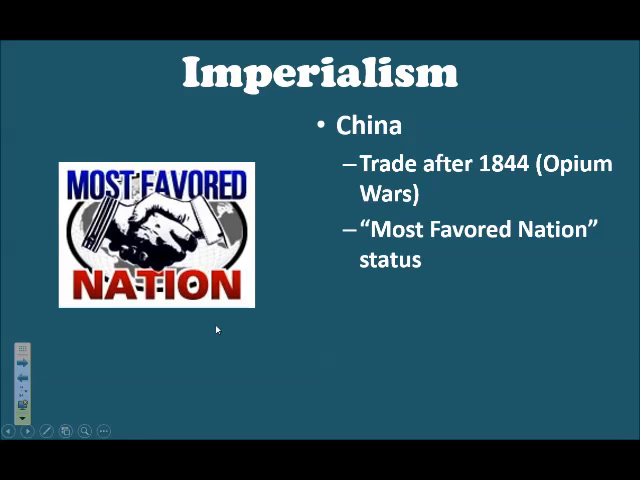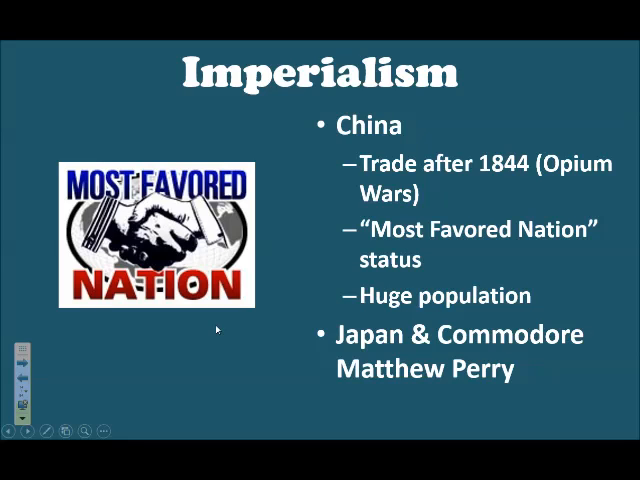America is granted MFN status, or Most Favored Nation status. So this allows us trade rights to China. So now that we are producing things, now that we are industrialized, we can get raw materials from China and we can sell our products to the Chinese. This is important because of that huge population.